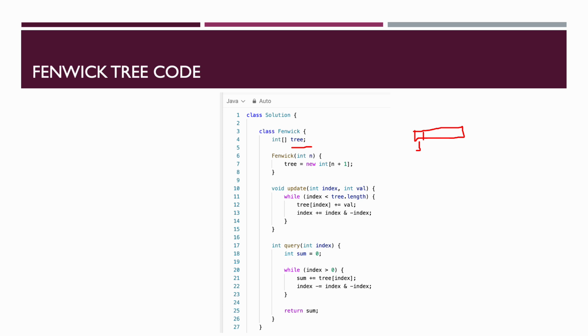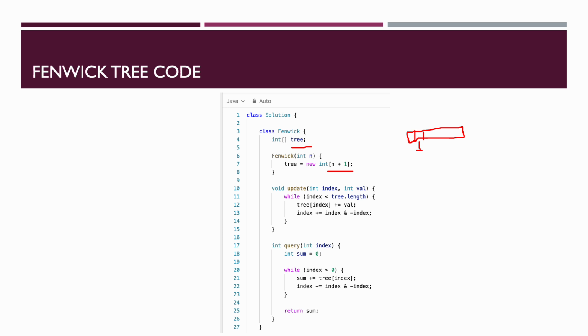So my indexing starts from 1, but in Java it starts from 0. So that's why we have initialized the tree to size n plus 1. This is the reason. Now we have two methods here. First one is update and the second one is query.